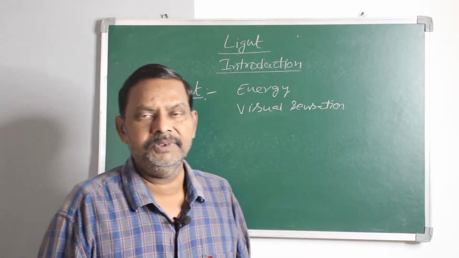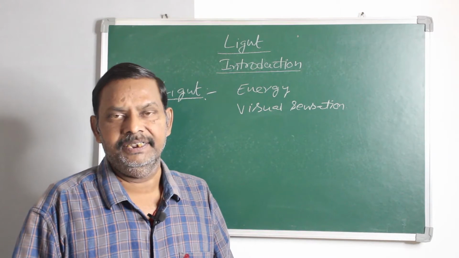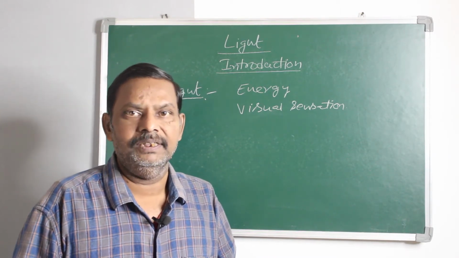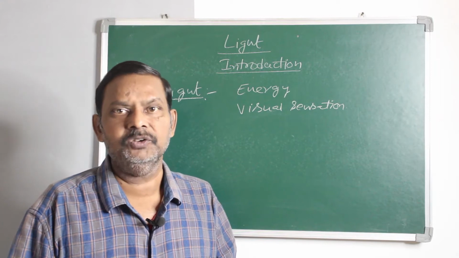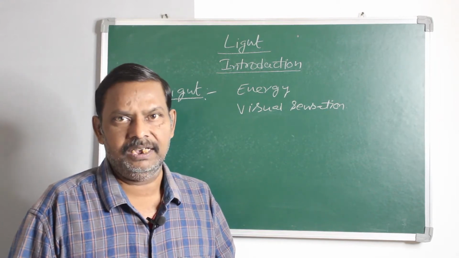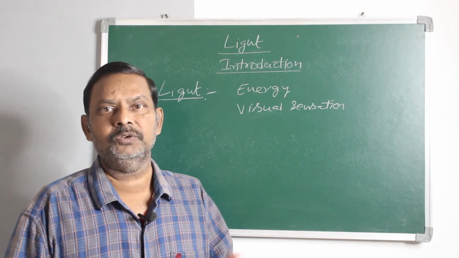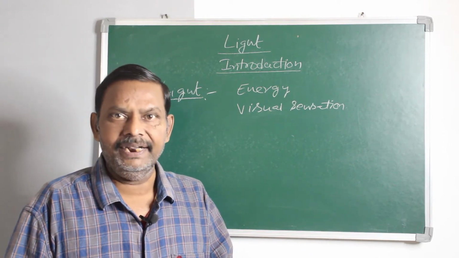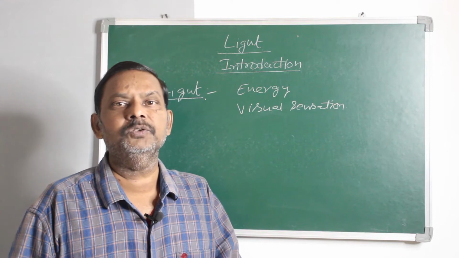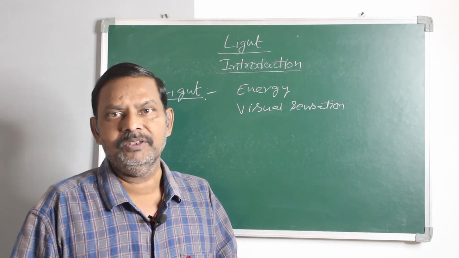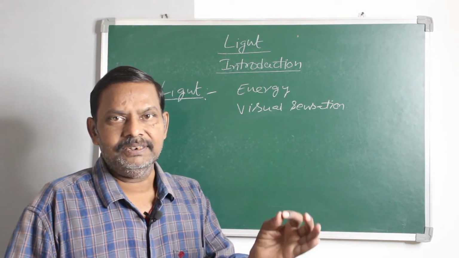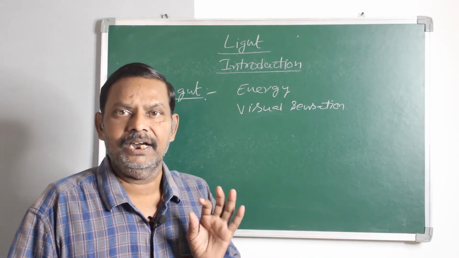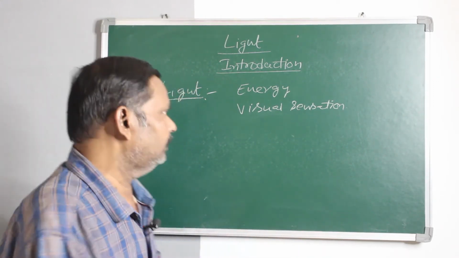And the objects from which we are getting light are called sources of light. For example, the sun is the main source of light. Stars also have their own light, they are also sources of light. And at the same time, electric bulb, candle light, they are all different sources of light. So what do we mean by source of light? The substance or the object from which we are getting the light energy is called a source of light.